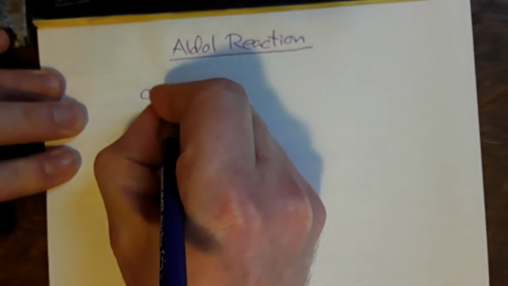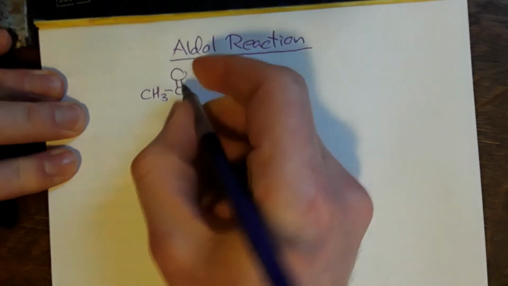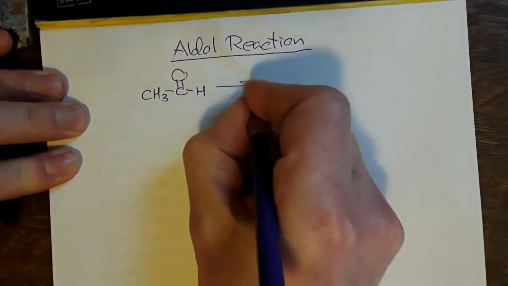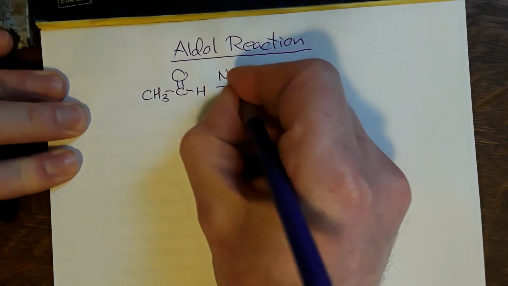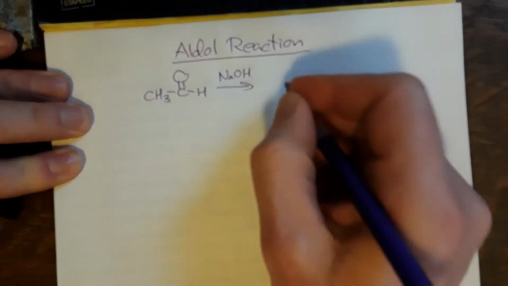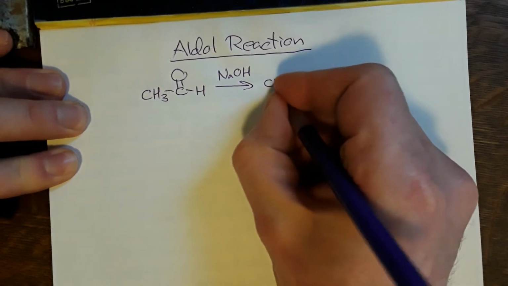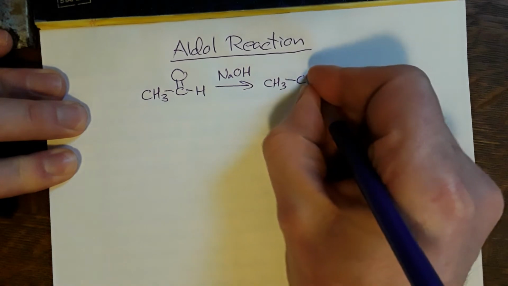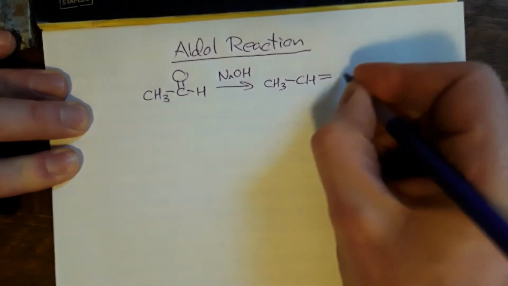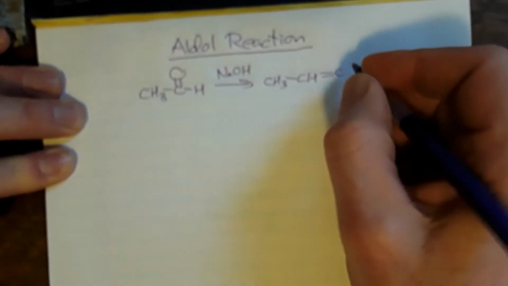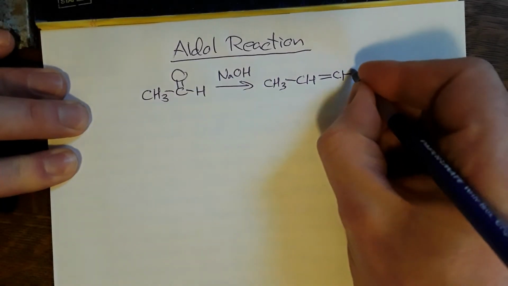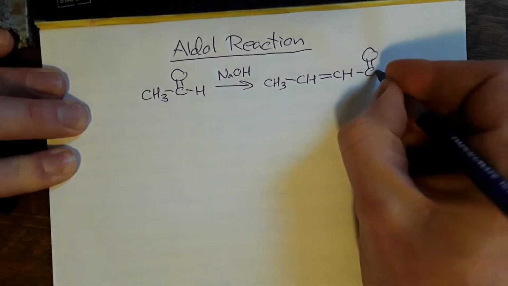we analyze it. If we take a molecule of an aldehyde, one of the simpler aldehydes, acetaldehyde, and react it with sodium hydroxide, we end up getting this. We end up getting this molecule that is 4 carbons long.